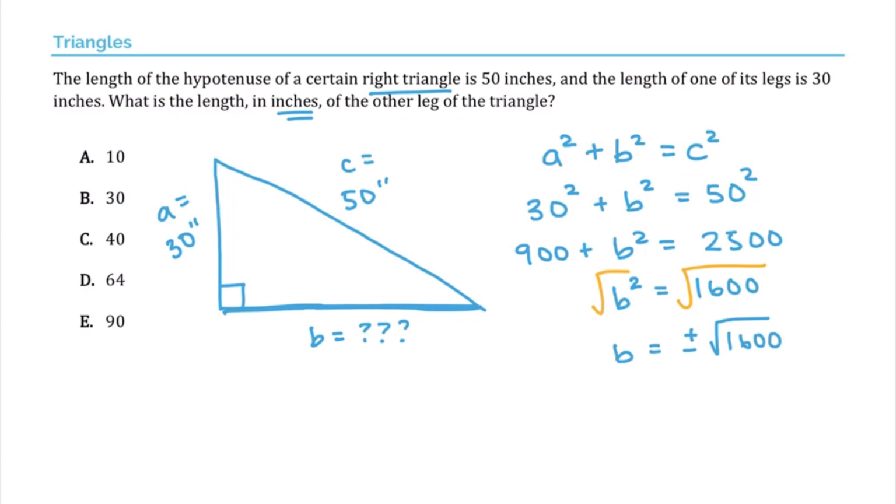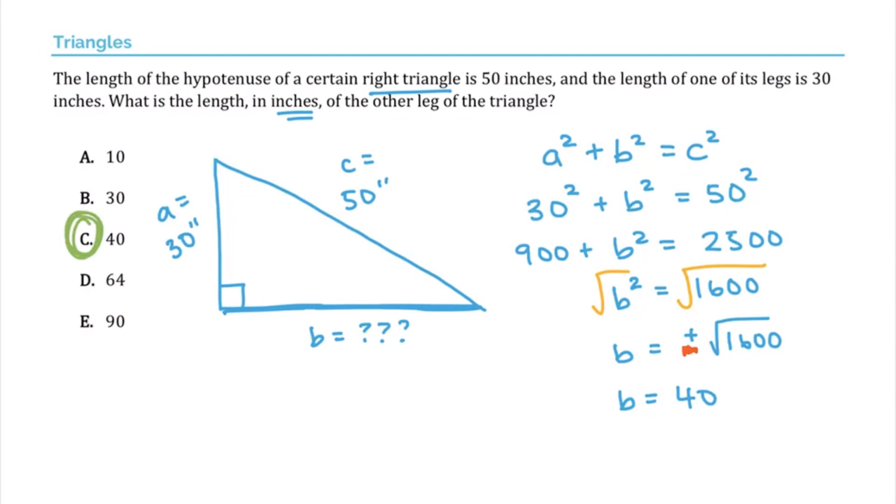Now again, as we chatted about before, because I'm solving for a distance, I can ignore the negative answer, but I'm going to have very good habits: any time I start with something squared and take the square root, I'm going to do plus or minus. That means that B equals the positive square root of 1600, which is 40. So the correct answer to this question is C.